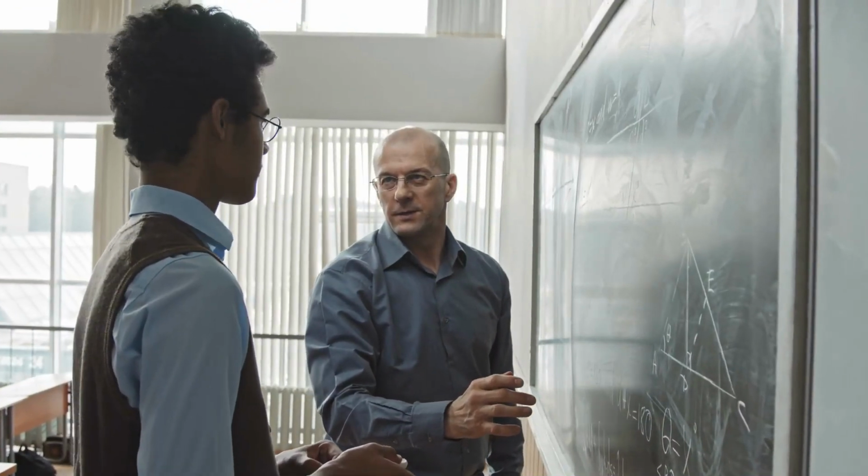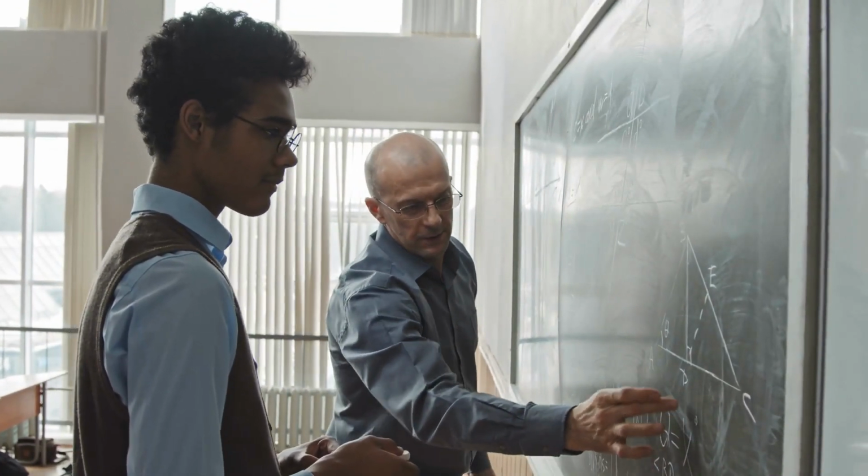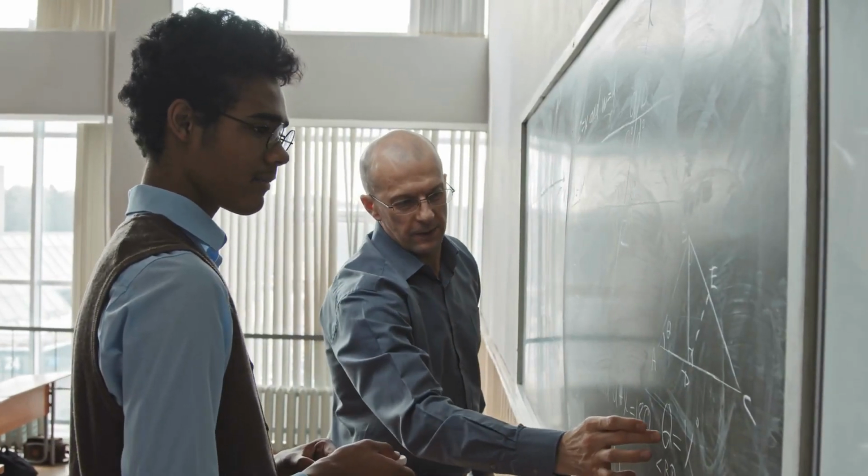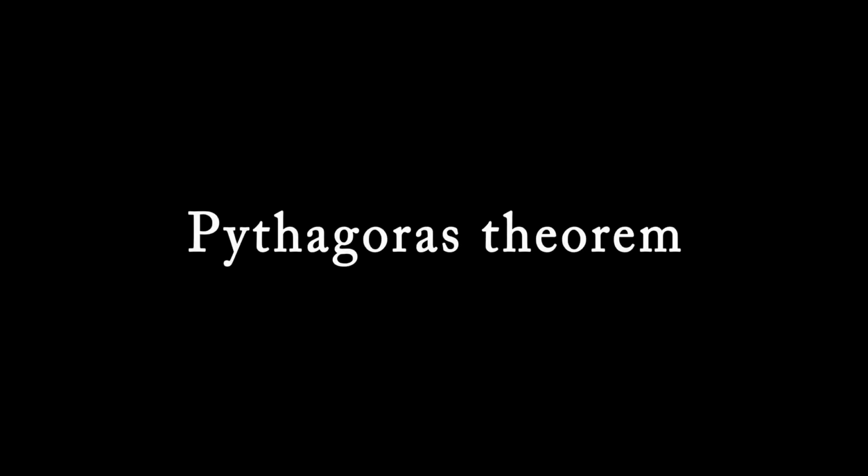This theorem is named after Pythagoras, an ancient Greek mathematician who lived around 500 BC. While similar relationships were known earlier, Pythagoras is credited with its formal proof. The core of the theorem is expressed by the formula a squared plus b squared equals c squared.